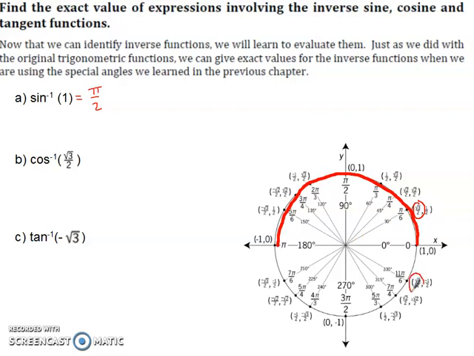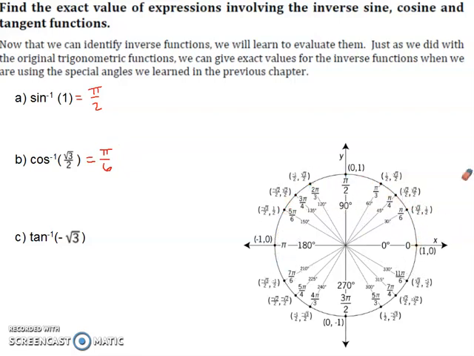Now notice that rad 3 over 2 also occurs in a second place on a unit circle, but since we are restricted to the domain of 0 to pi, we are not allowed to continue around our unit circle beyond that pi. I'm going to use the angle pi over 6. So inverse cosine of rad 3 over 2 is equal to pi over 6.